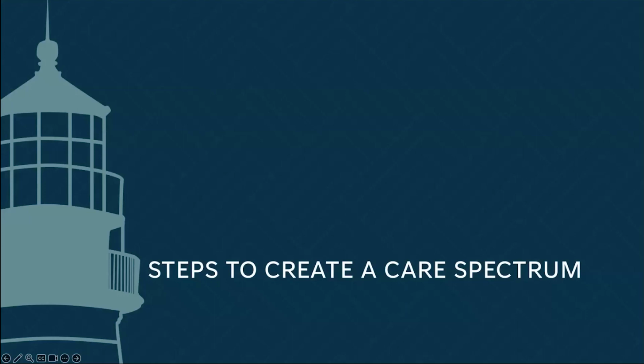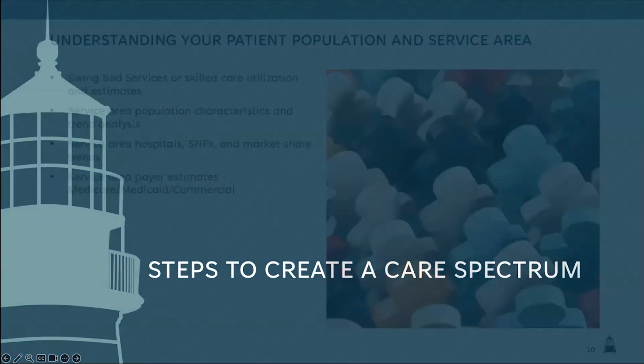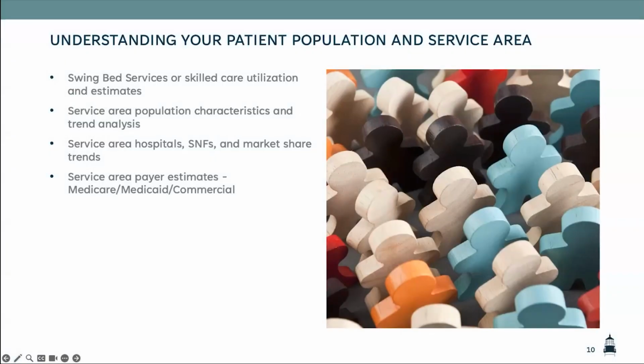So what are some of the key steps to create a care spectrum? We're going to walk through a bunch of those, and then also provide you with an example of an organization that started to apply this. They didn't have a swing bed program, but used this similar process to understand if they could or could not open up or start a swing bed program, and what types of patients would be appropriate for their program based on their organization. So certainly it's very helpful to have a good understanding about your patient population and service area.